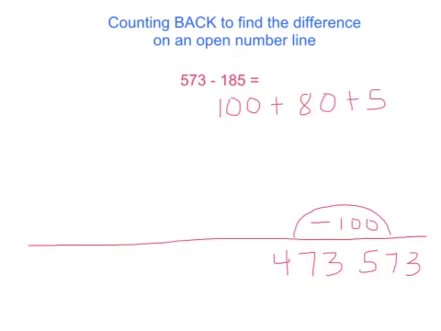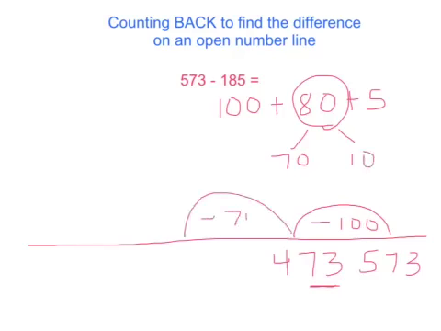Now, we know we've got to jump back 80 more, and since this is 473, we could break up the 80 into a 70 and a 10, and if we subtract that 70, that puts us at 403, and then minus 10 more puts us at 393.